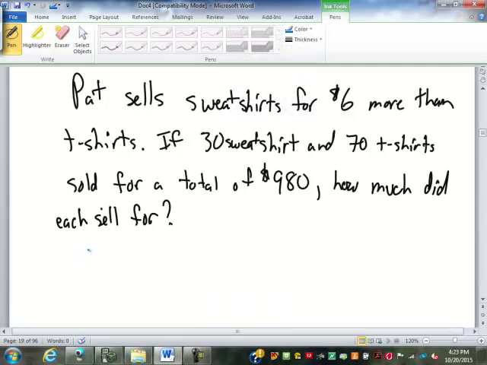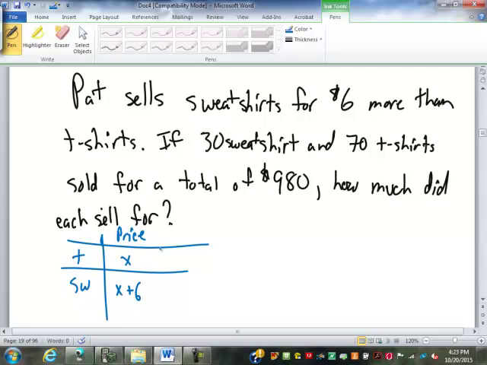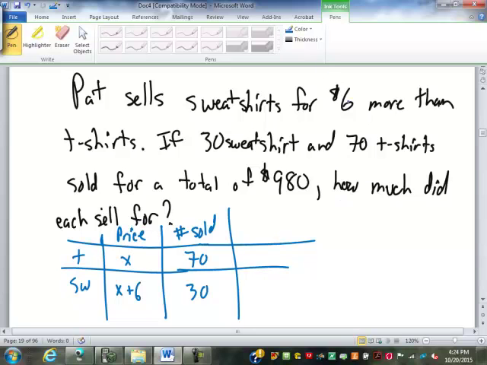Okay, so we got t-shirts and sweatshirts. We'll let t-shirts be x, the cost, or the price, excuse me. For t-shirts it's x, sweatshirts is x plus 6. They cost $6 more. Number sold, we gave you, 30 sweatshirts and 70 t-shirts. So what we're looking for is the money from each, the dollar amount. So for t-shirts, it's just the number sold times the price, so 70x. Sweatshirts, number sold times the price, so it's 30 times x plus 6.